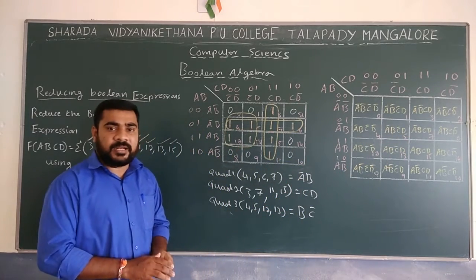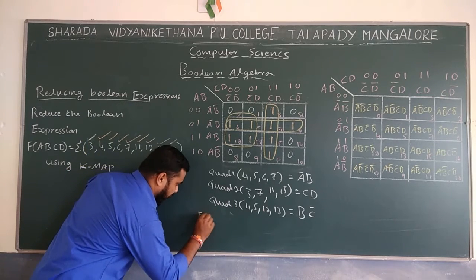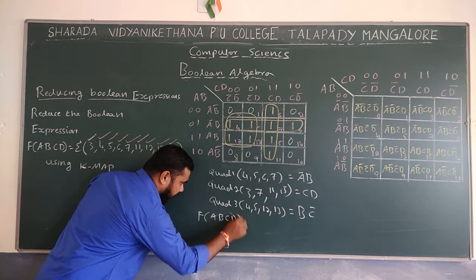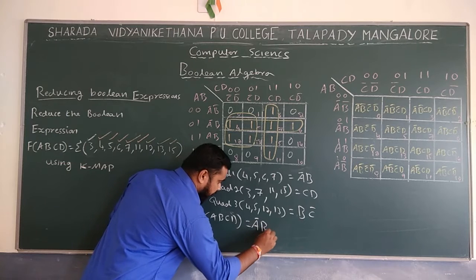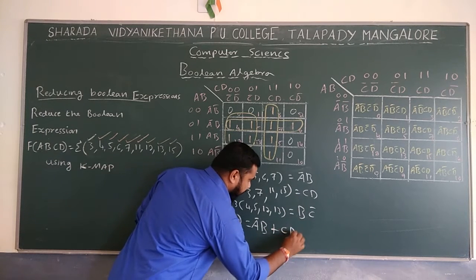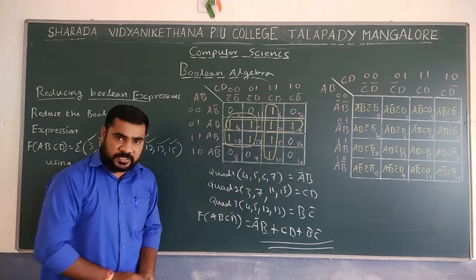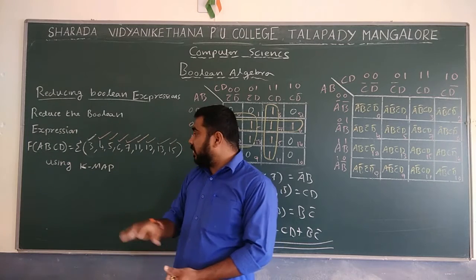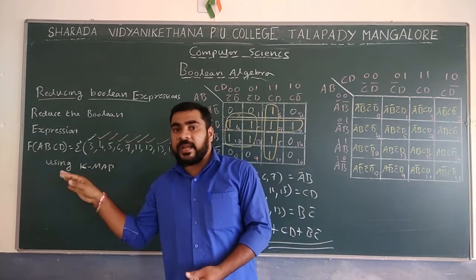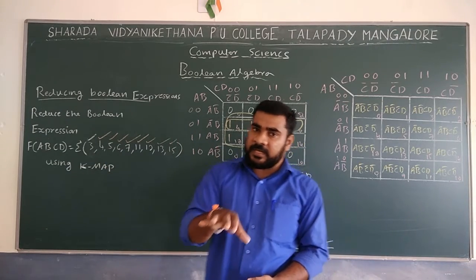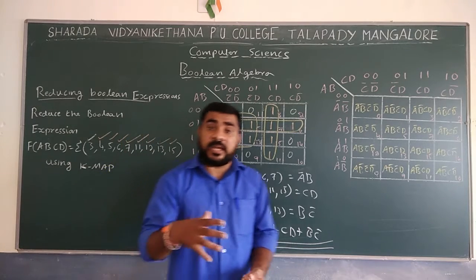So that's the method. After writing that, the next step is to reduce the expression. So F of A, B, C, D is equal to A dash B plus C D plus B C dash. This is the final expression. In the first expression there are more than 8 terms, and those are reduced to only 3 terms. That is the reduced expression.